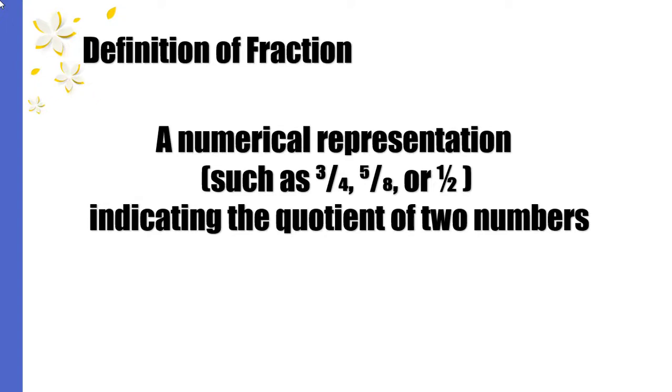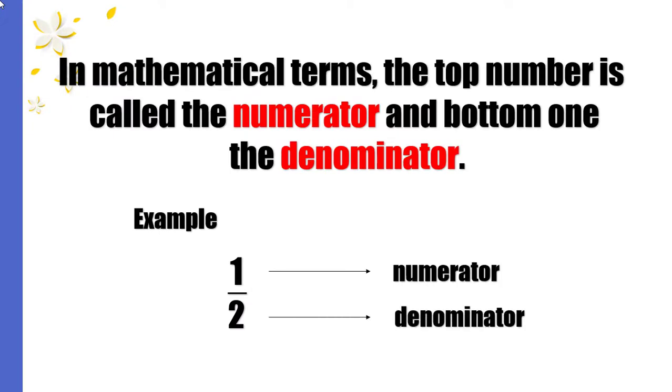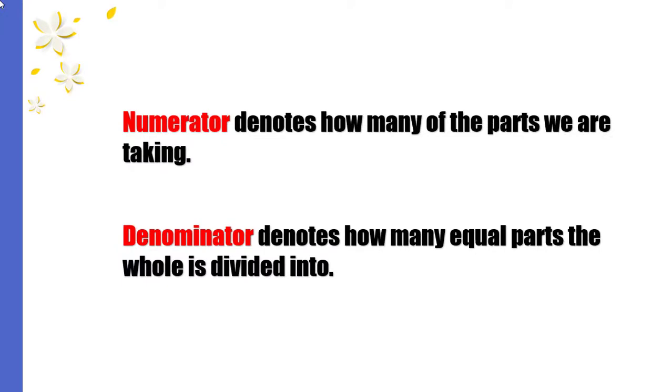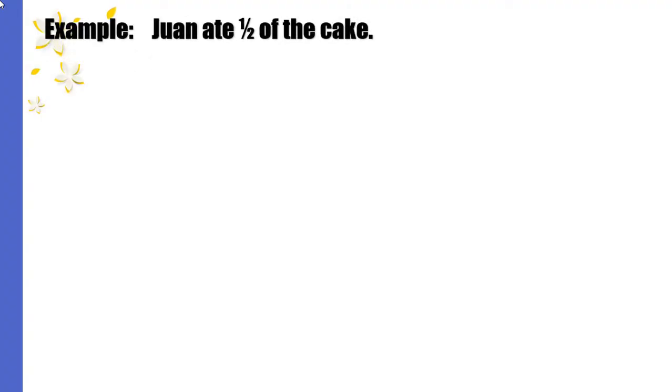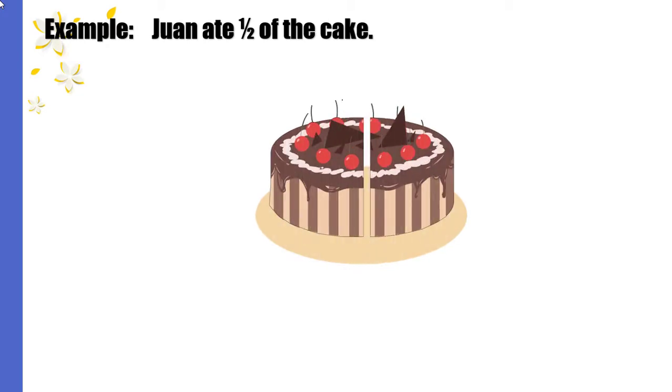A fraction is defined as a numerical representation indicating the quotient of two numbers. The top number is called the numerator and the bottom one, the denominator. The numerator denotes how many parts we are taking, while the denominator denotes how many equal parts the whole is divided into. Example, Juan ate 1/2 of the cake. From the situation, we can say that the cake was divided into two equal parts, since our denominator is 2. And Juan ate 1 part of the cake, since the numerator is 1.